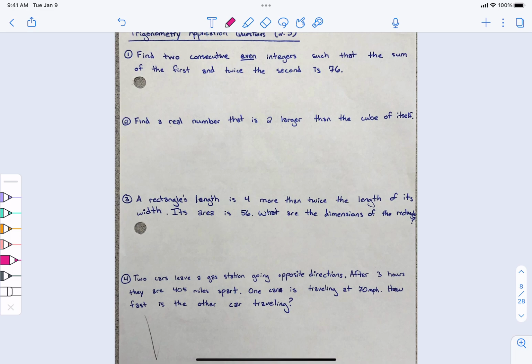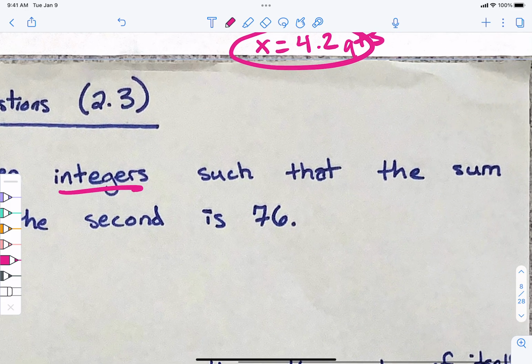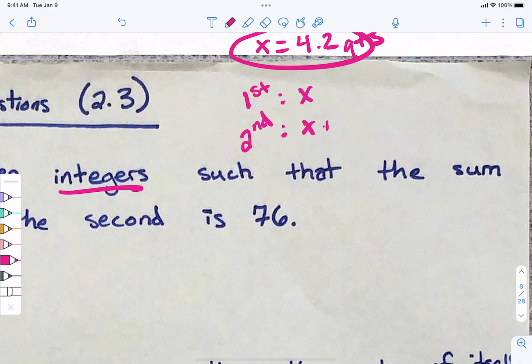I'm going to talk through number 1 real quick when it talks about even integers. I don't know what my first integer is, so let's call it x. My second number, the next even integer, normally would be x plus 1 if we're doing the next number, but here it's x plus 2. These are my 2 numbers that I'm dealing with.